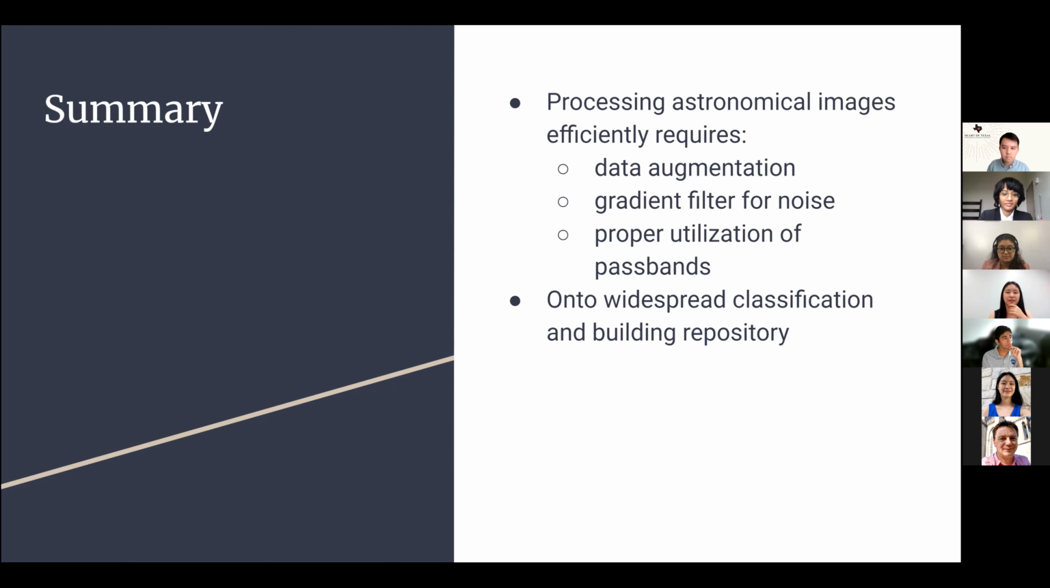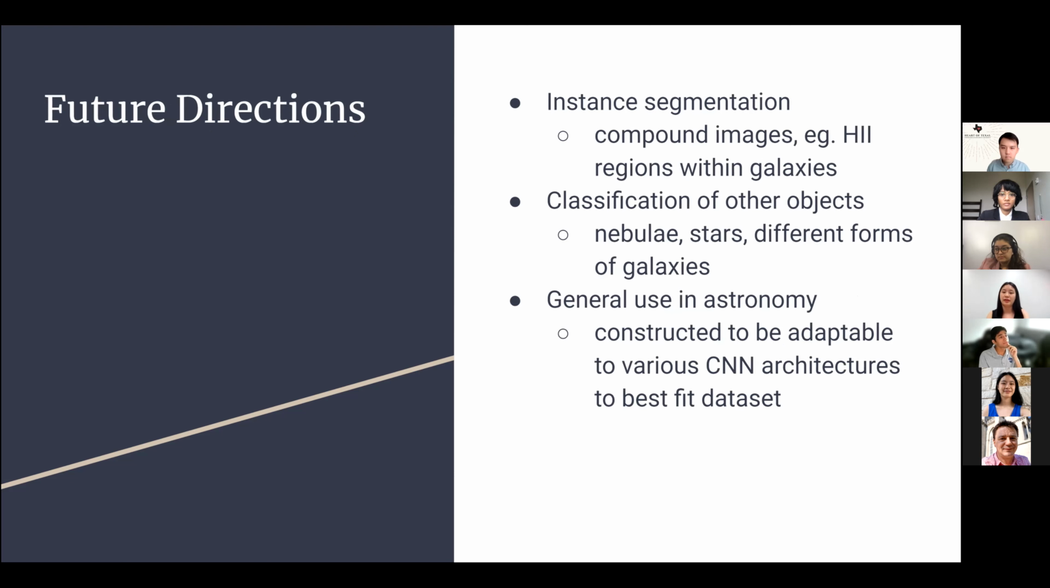In summary, we found an effective way to preprocess astronomical images for classification using a convolutional neural net. From here, we'd like to use more widespread classification for different types of objects, and also start building a repository of H2 regions. In further studies, we'd like to incorporate instance segmentation, which we're approximating with our grid division, but would be more effective to analyze compound images. And we'd also like to use this preprocessing in our pipeline for general use in astronomy.